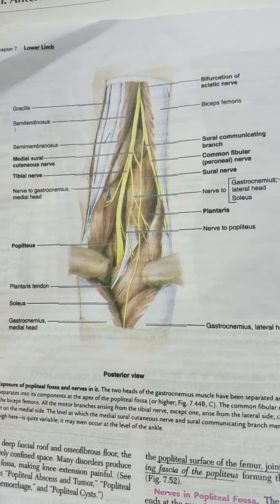After that, it passes posterior to the head of the fibula, and of course we'll talk about the fibula in detail later on. So then it winds around the neck of the fibula, and as I just said before, it divides into its terminal branches. So that's all about the popliteal fossa for now.